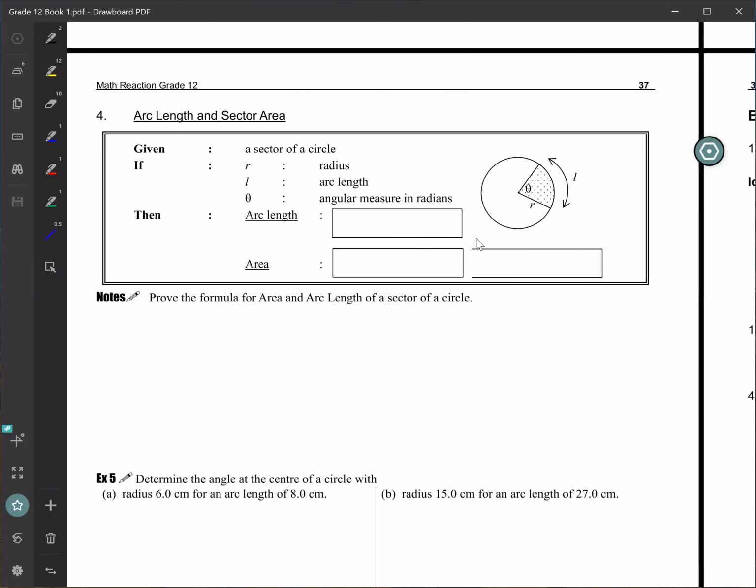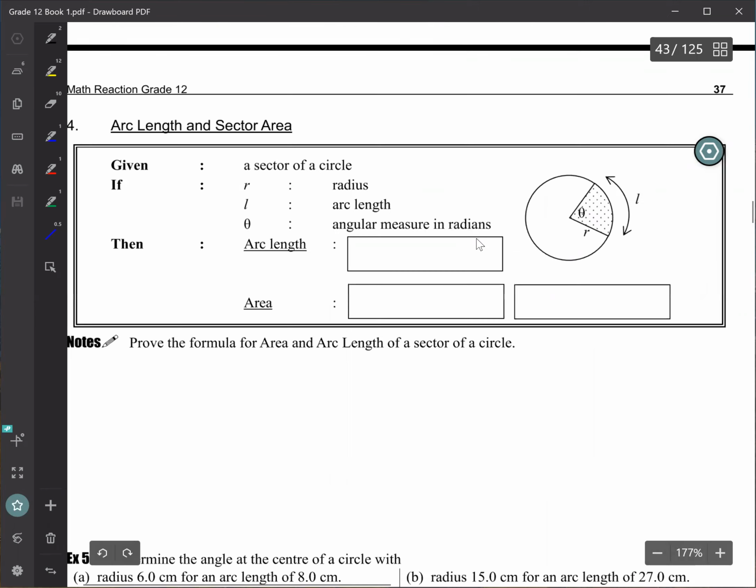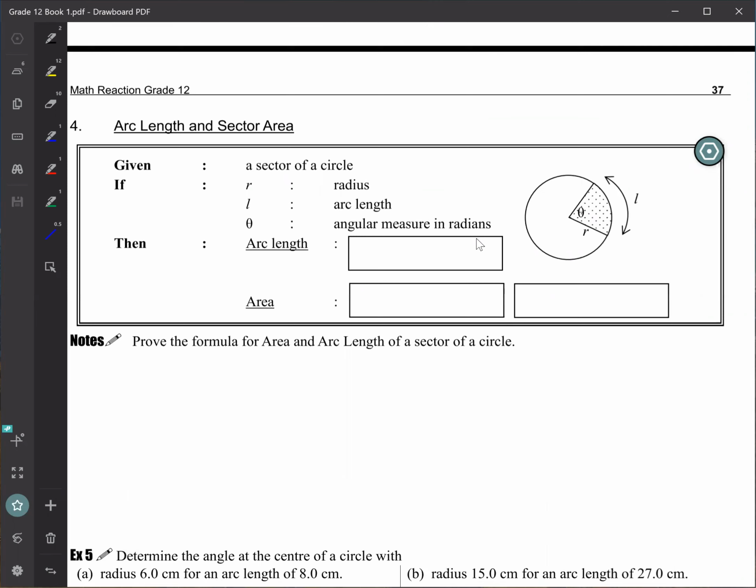Okay, page 37 is talking about a pizza, right? A slice of a sector. We call that a sector, or you can look at it as a slice of pizza. And then we're going to find different parts of the pizza.